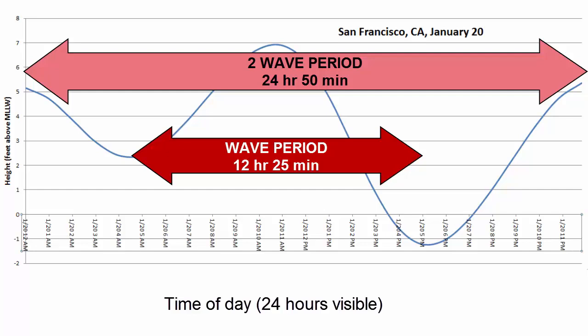What that means is that if you experience high tide on a beach at 3 p.m. this afternoon, the next high tide would be at 3:25 a.m. tomorrow morning, then another at 3:50 p.m. tomorrow afternoon, and so on.